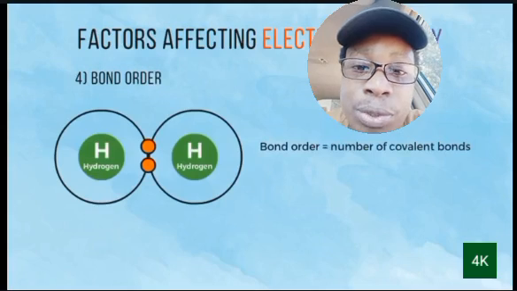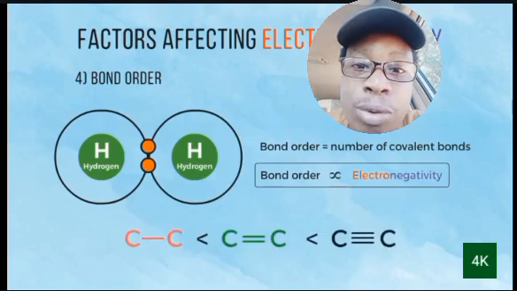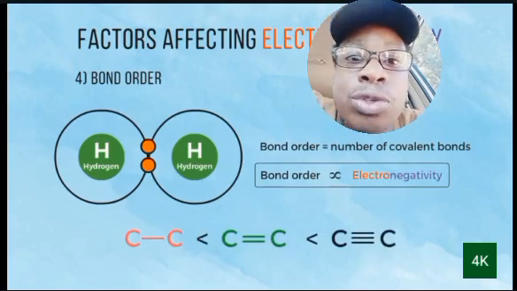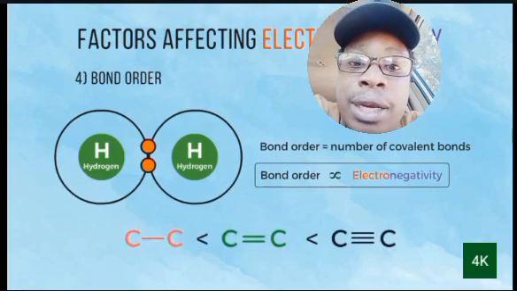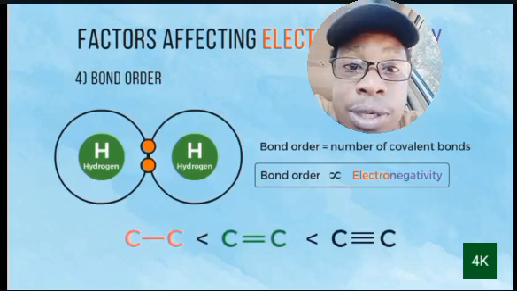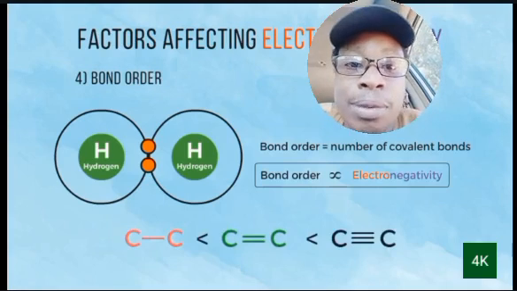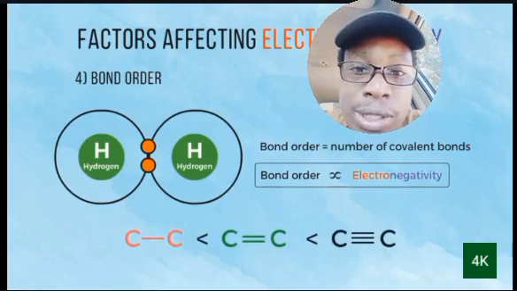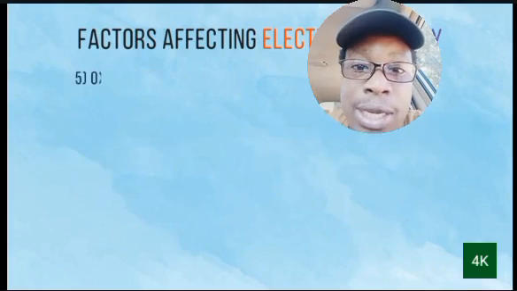Bond order is important. If you compare those three types of bonds there, you're going to have the highest electronegativity in a triple bond than in single bonds, for example. So that's another factor that will affect the ability of an atom to pull electrons towards itself. How many covalent bonds does it make with the other atom?